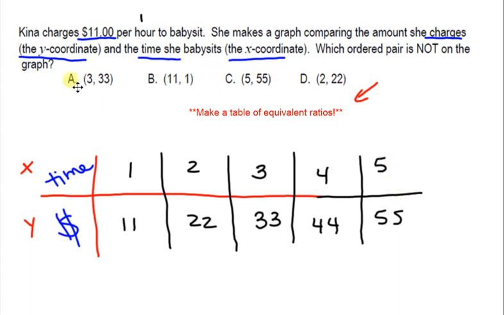Let's look at our choices. Is 3 on the x and 33 on the y on our graph? 3 on the x, 33 on the y. This checks out. What about 11 on the x, 1 on the y? Well, we don't have an 11 on the x. We have a 1 on the x, so this one does not check out. 5 on the x and 55 on the y. We're good with that one. 2 on the x, 22 on the y. We're good with that one. So which one of these is not possible? That would be B.